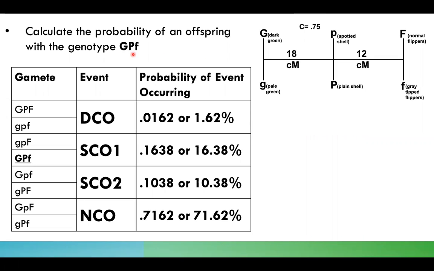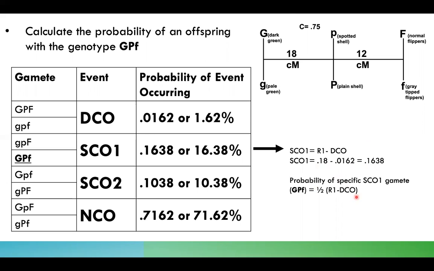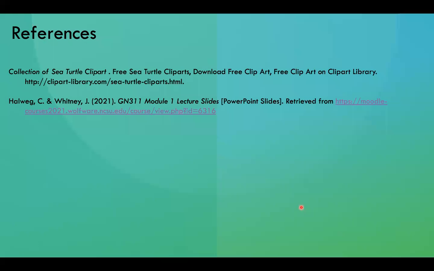So now if you want to calculate the probability of an offspring with the specific genotype big G, big P, little f, you'd once again see that that would occur as a single crossover event in the R1 region. So to get the 6.38%, I used this equation, plugged in R values, but to find the probability of a specific single crossover event, you would do 1/2 of that value. So I do 1/2 of that percentage and I get 8.19%. So that tells you that there is an 8.19% chance of a gamete with the genotype big G, big P, little f. Here are my references, and thank you for watching.